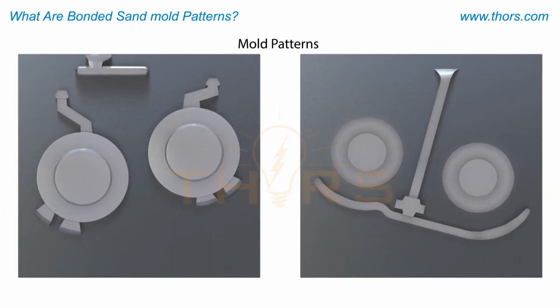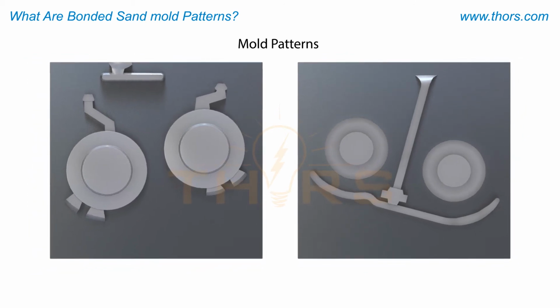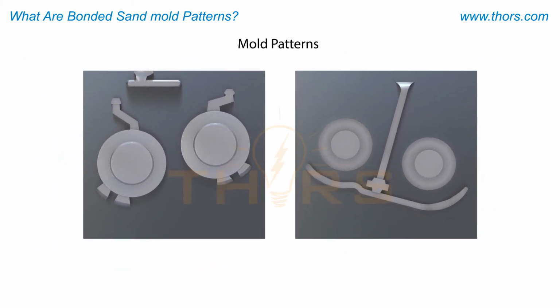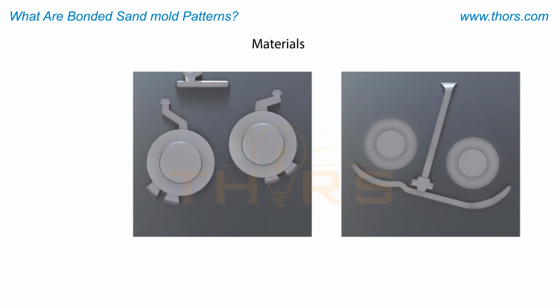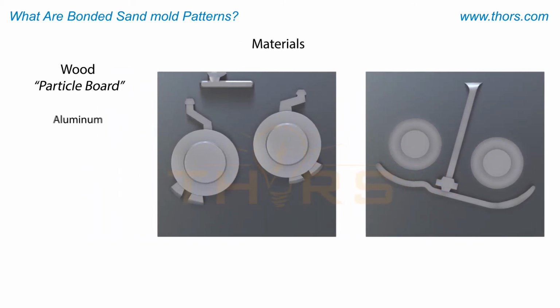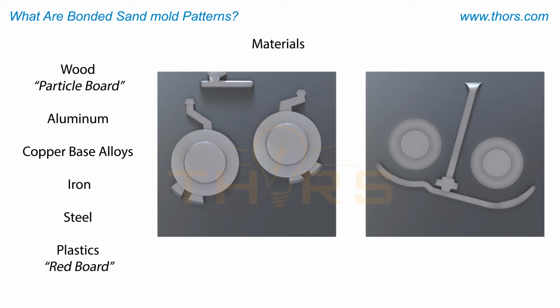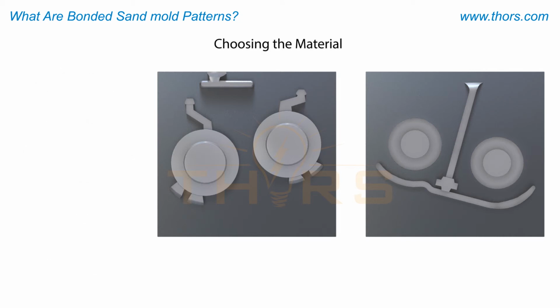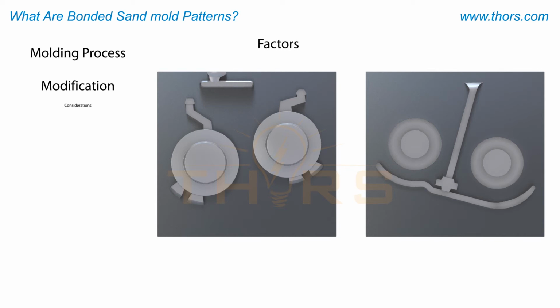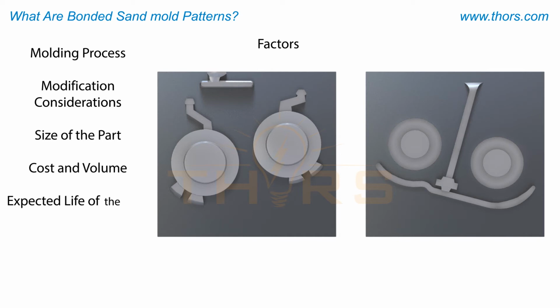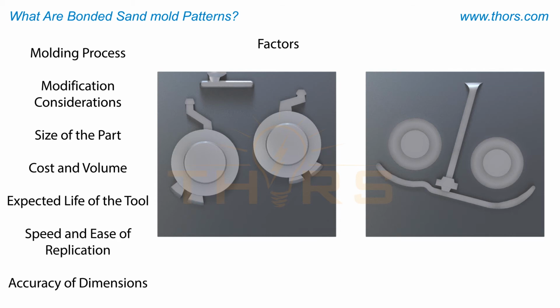Mold patterns can be made from many different types of materials, depending on how many molds are to be made from these patterns. Types of materials include wood or particle board, aluminum, copper-based alloys, iron or steel, and plastics like redboard. When choosing the material for a pattern, several factors must be considered. These factors include the molding process, modification considerations, the size of the part, cost and volume, the expected life of the tool, speed and ease of replication, as well as accuracy of dimensions.